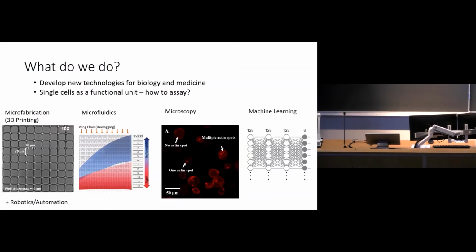So the areas that we draw on in terms of basic capabilities from engineering are some of the ones here. Microfabrication derives from a lot of techniques from semiconductor manufacturing, where we can make small scale structures at the length scale of individual cells. And then there's microfluidics. There's been all this development in the last 20 years on ways to control very precisely the flow of very small amounts of liquids.